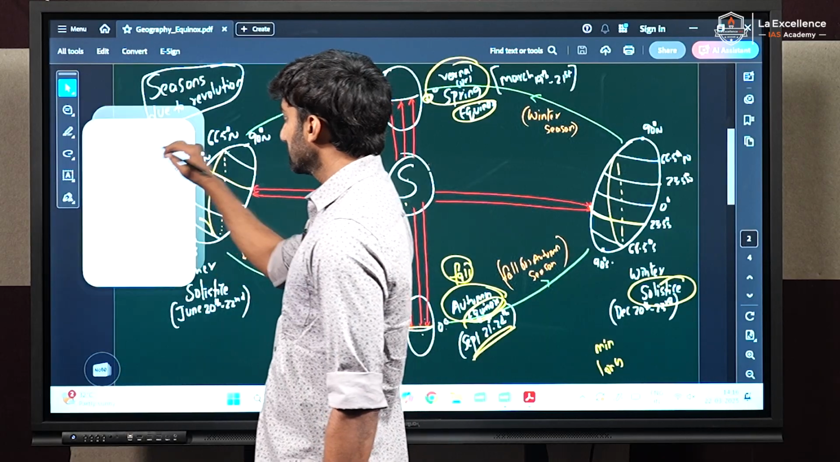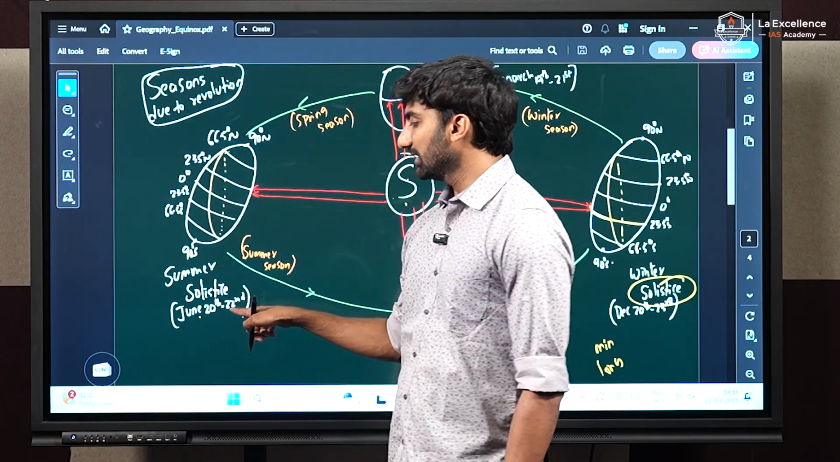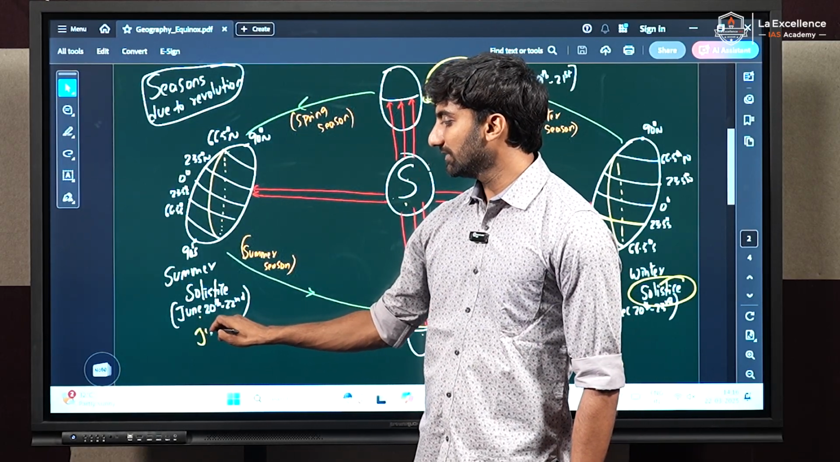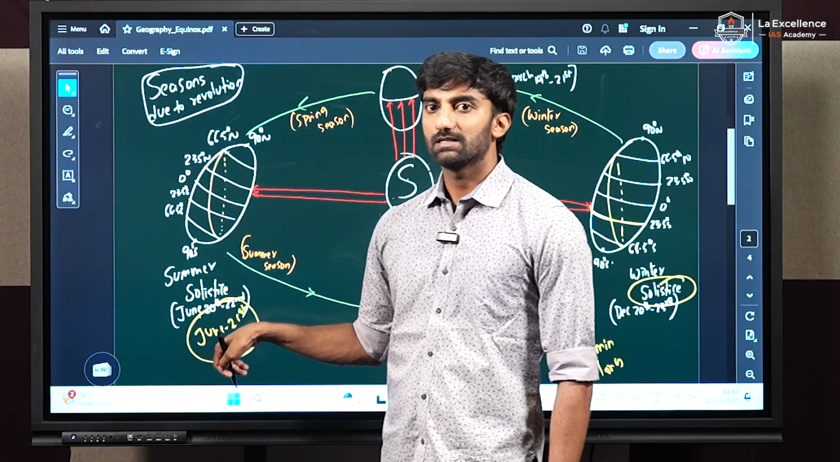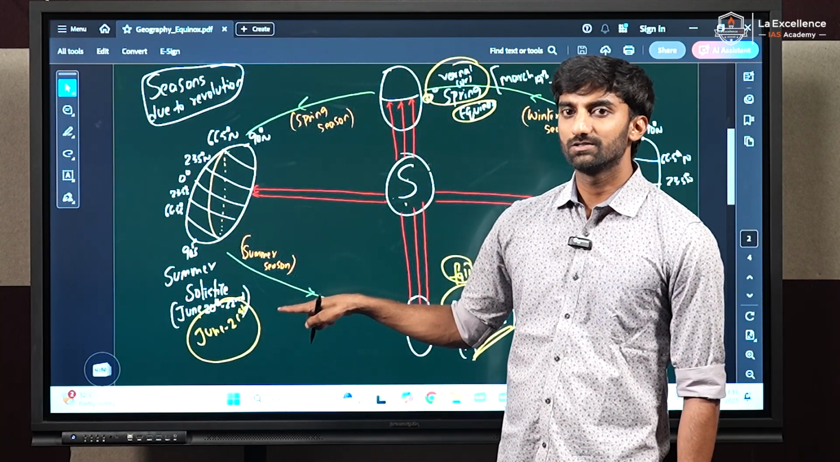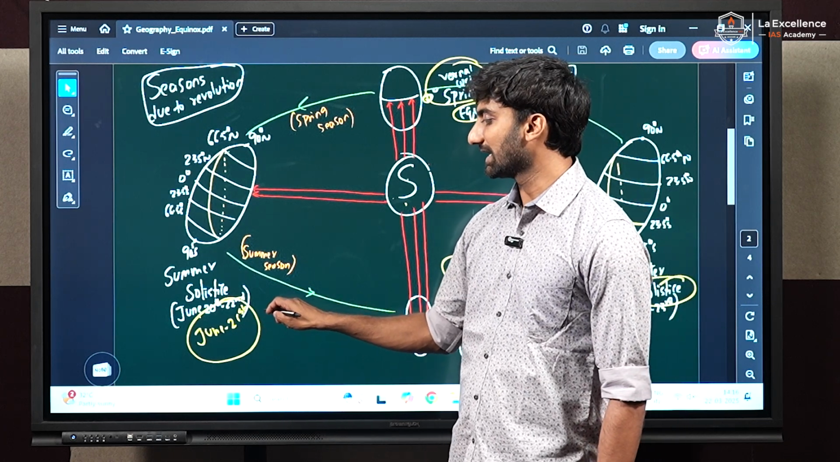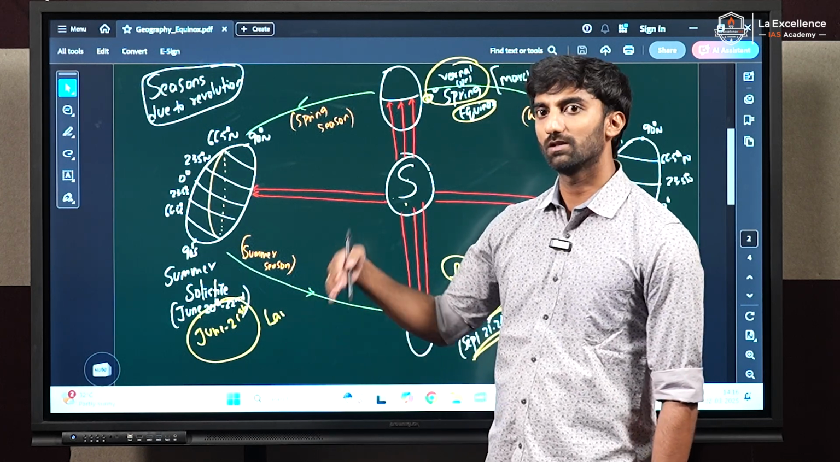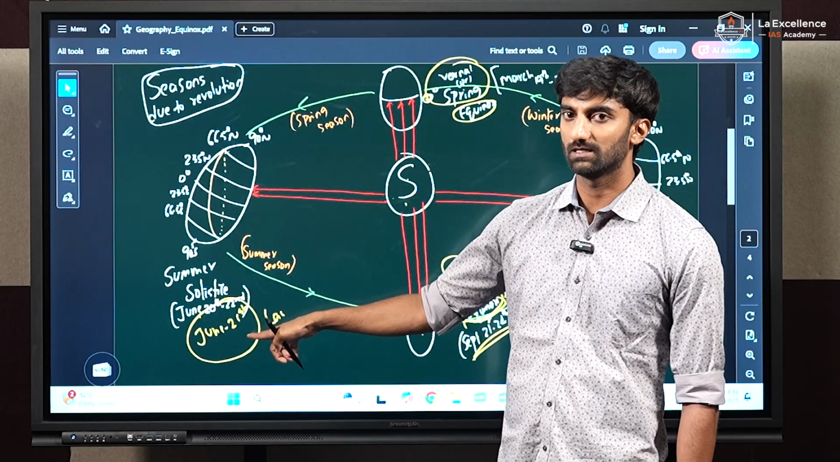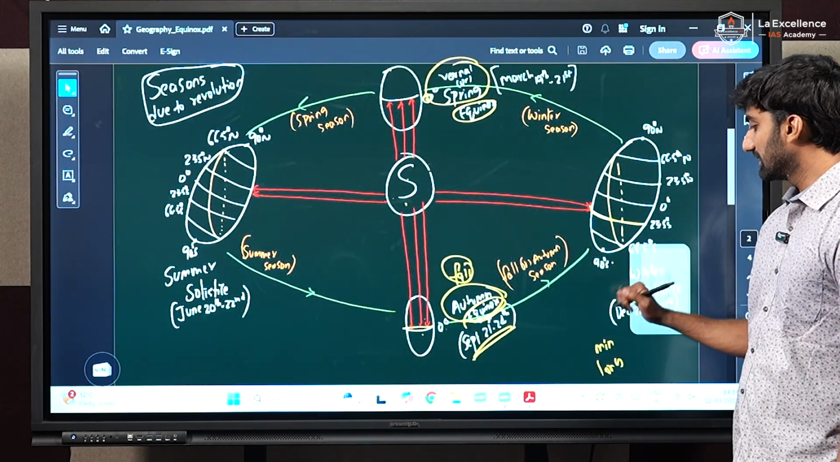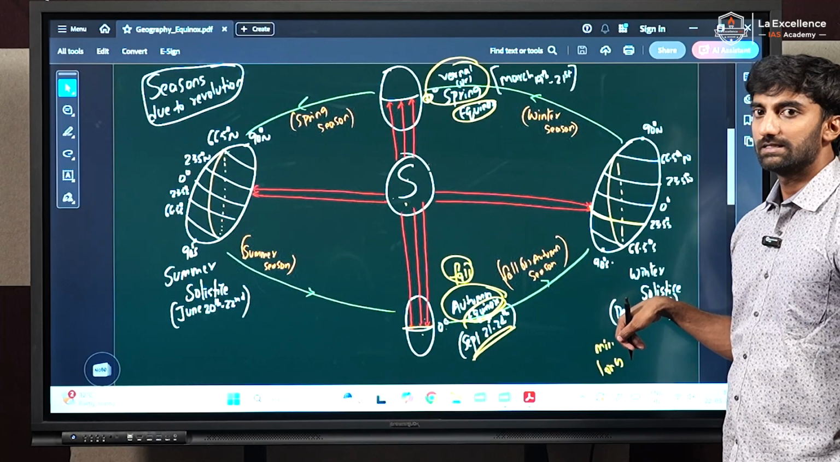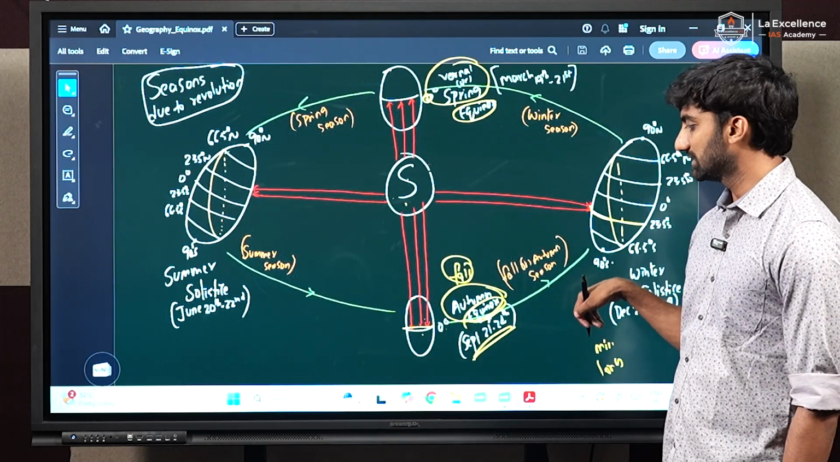Summer solstice falls on a day between June 20th and June 22nd, mostly on June 21st. This is the reason why we celebrate International Yoga Day on June 21st, because we get maximum daylight, more than 12 hours, 14 to 15 hours of sunlight. Then there is winter solstice. Generally it falls between December 20th and December 23rd, mostly on December 22nd.